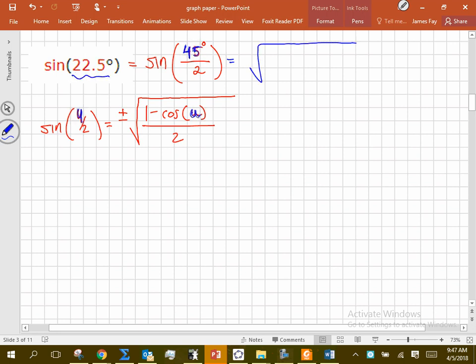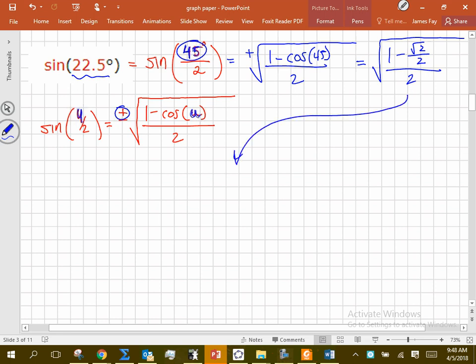Now, that's my half angle, right? 22.5. What quadrant's that in? First quadrant, right? And the sign in the first quadrant is positive. So we're going to take the positive version here. And we'll go 1 minus cosine of u. Well, the reason I wrote it this way is because now I know u is that numerator. Okay? And then we put this over 2. But what is the cosine of 45? Radical 2 over 2. So we have 1 minus radical 2 over 2 all over 2. That is the answer. It's the exact answer.